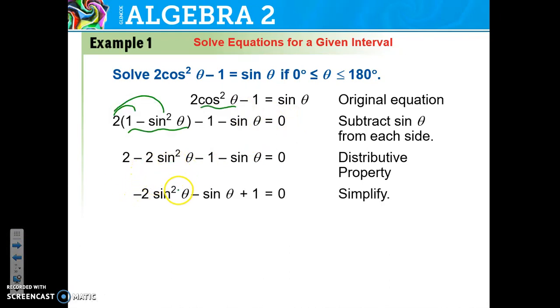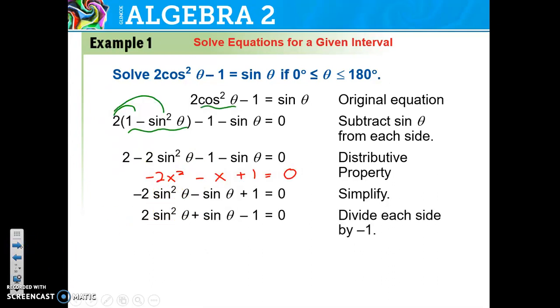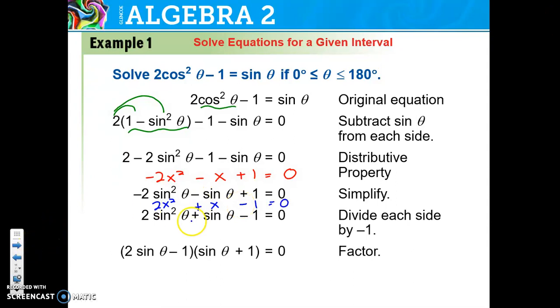So I have negative 2 times sine squared of theta. 2 minus 1 gave me the plus 1, and I have minus the sine of theta. You should think of this as looking like negative 2x squared minus x plus 1 equals 0. This should look to you like a quadratic function, just instead of x we have the sine of theta. So we're going to divide each side by negative 1 to make my leading coefficient positive, because that's going to make my factoring much easier. So again, this is like having 2x squared plus x minus 1 equals 0. If you think about it like that, it's going to make factoring it much easier.